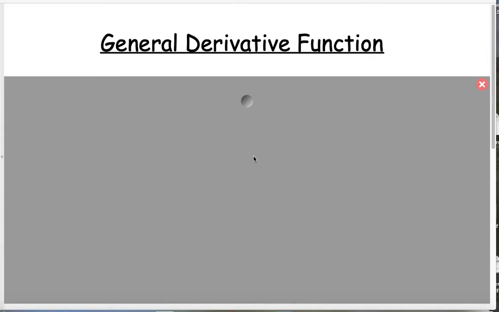So you have learned that the derivative of a function at a point is the slope of the tangent line to the curve at that point. It's also called the gradient of the tangent line.